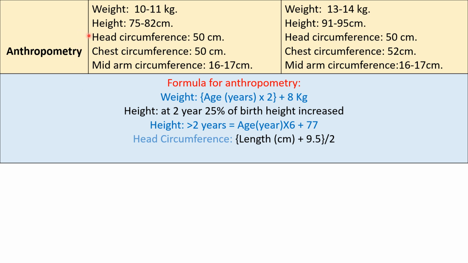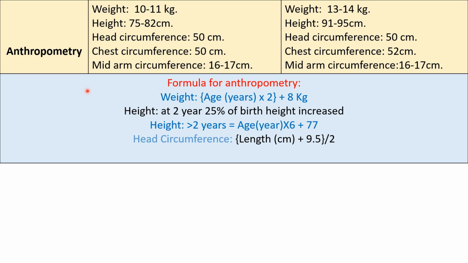Here you can notice the head and chest circumference for the first year. Soon after the first year it is equal, and as soon as the child grows in toddlerhood, there is an increase in the chest circumference. And mid-arm circumference, if it is above 12.5, it shows the child is well nourished, and it should be in the range of 16 to 17 centimeters. So this is for the anthropometric measurements: height, weight, head circumference, chest circumference, and mid-arm circumference.